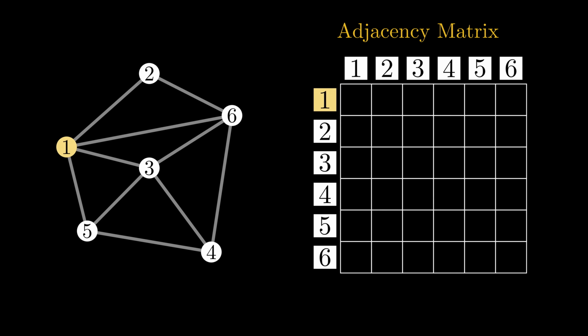The node 1 is connected to the nodes 2, 3, 5 and 6. Therefore we insert the number 1 into the second, third, fifth and sixth column in the first row of the adjacency matrix. Similarly, node 2 is connected to the nodes 1 and 6, which implies that we insert the number 1 into the first and sixth column in the second row of the adjacency matrix. Analogously for the other rows.